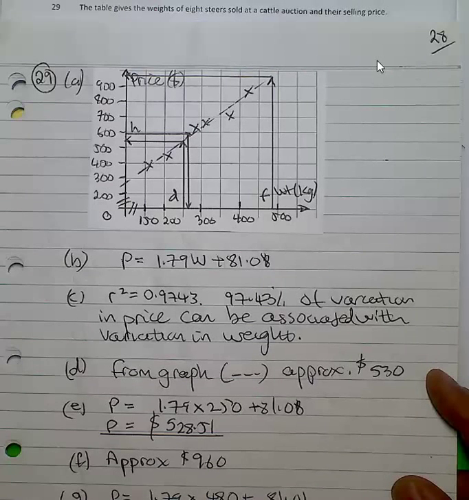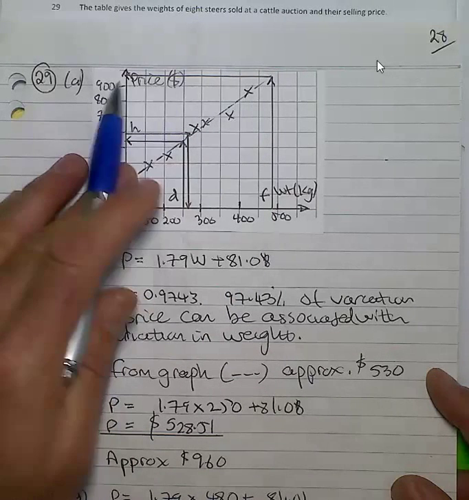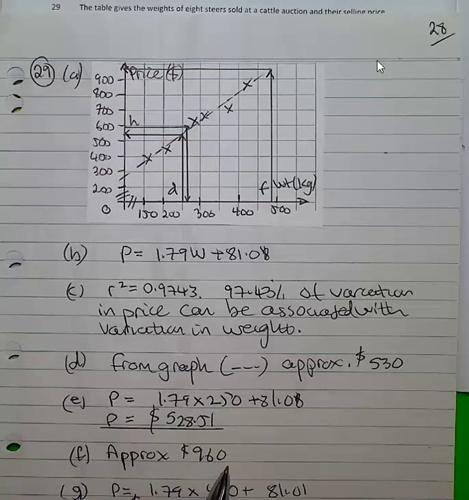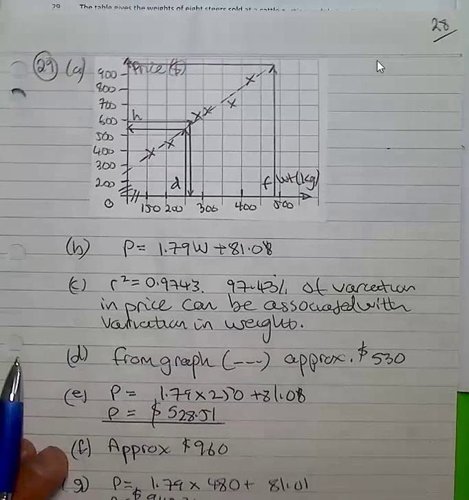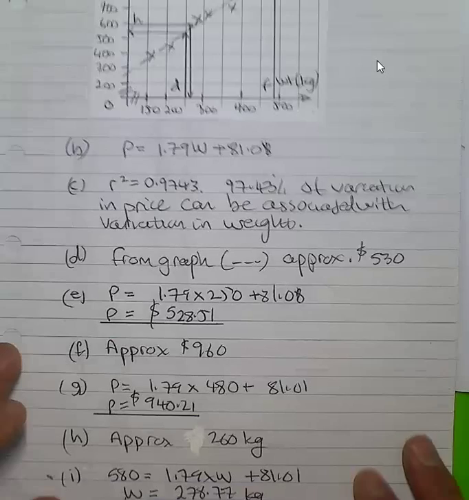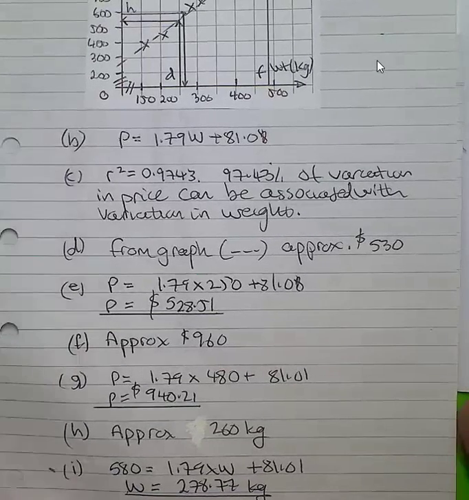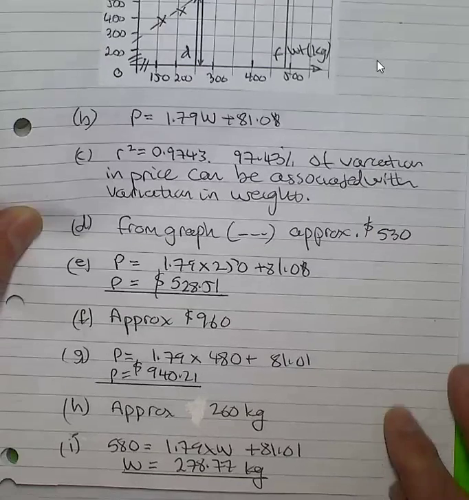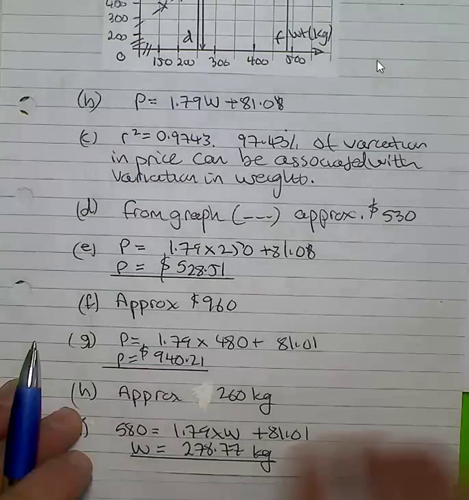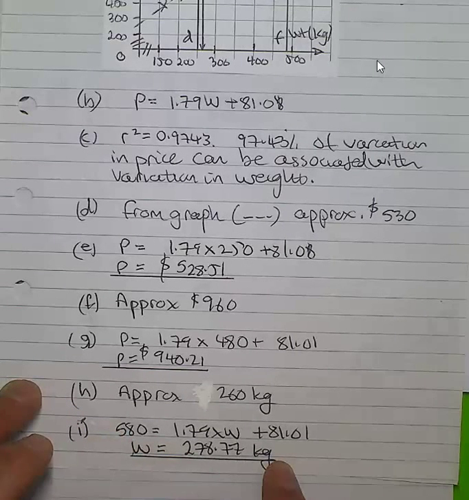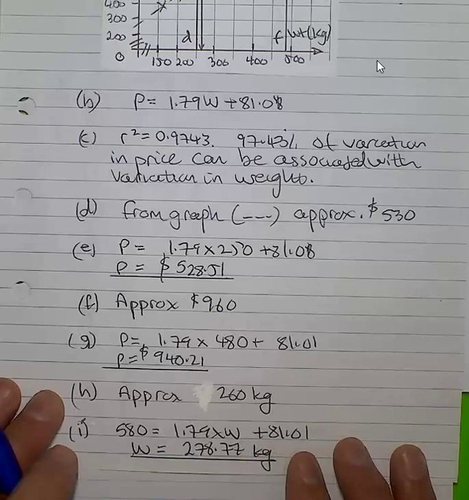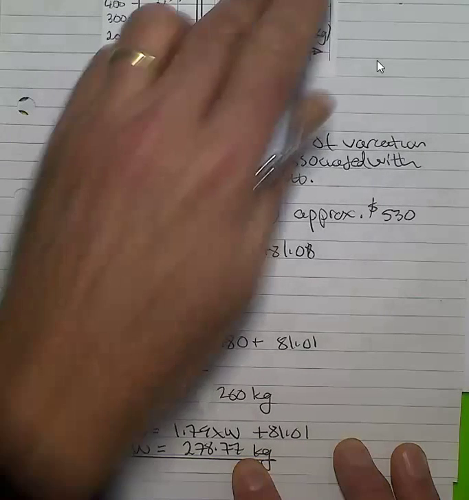528.51. From the graph in F, it's not a bad graph, but it's an extrapolation. It's not that reliable because I've gone beyond the data. But if I make that prediction, you can see here about 960, putting into my equation, about 940.21. And in a similar way with my prediction for H, where for 600 price, you can see here, of the order of 260 kilograms, and when I've worked that through, 278.77.